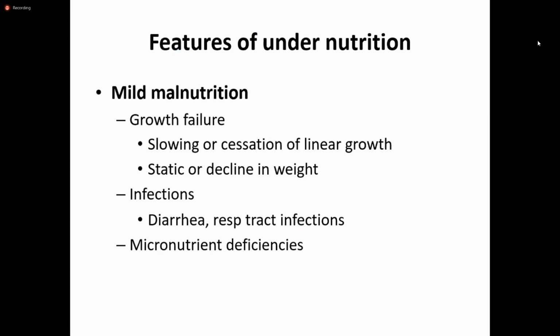Now, what are the features of undernutrition? So mild malnutrition results in growth failure. If you plot their growth, there will be slowing of their increase in weight or increase in height, or it will be static. They will have infections. So there may be presence of diarrhea or respiratory tract infections, or there may be features of micronutrient deficiencies.